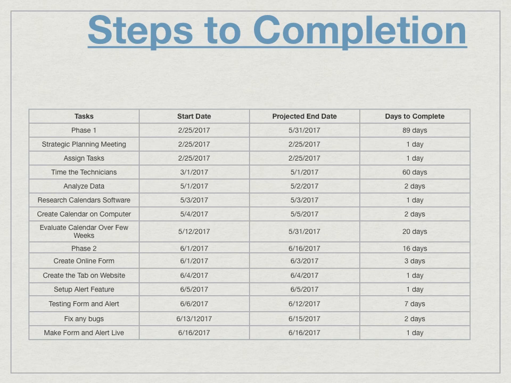And once we've done the testing phase, we'll take a couple of days to fix any bugs that might be in there. And we want to make this thing live on June 16th. We want to have the form and alert ready to go live. So come summer, we have the calendar and the appointment form done live, and everything is working out.